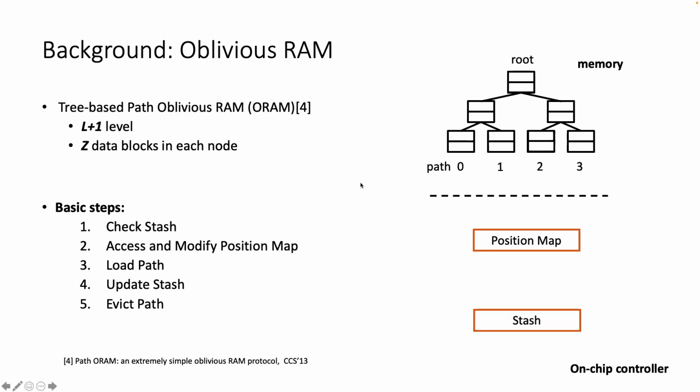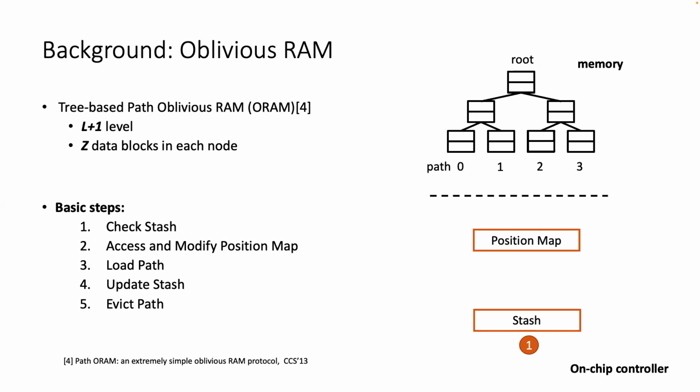So there are 5 steps for one ORAM access. First, whenever there is a last level cache miss, we need to first check the stash to find out whether the data is there or not. If there's a hit, we can directly return the data from the stash to the processor, just like the cache. However, if it's a miss, then we need to go through these steps and find our data block from the memory.